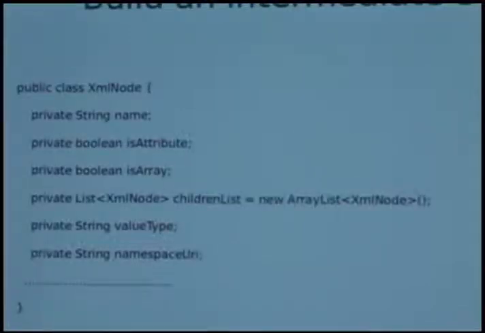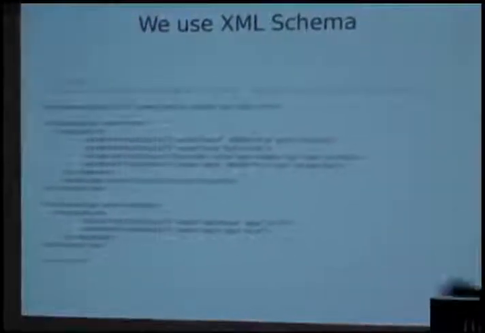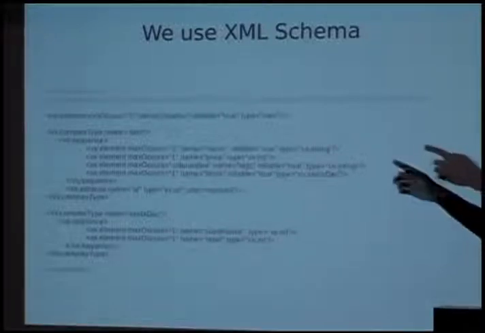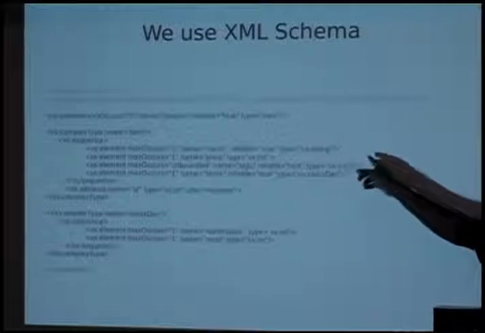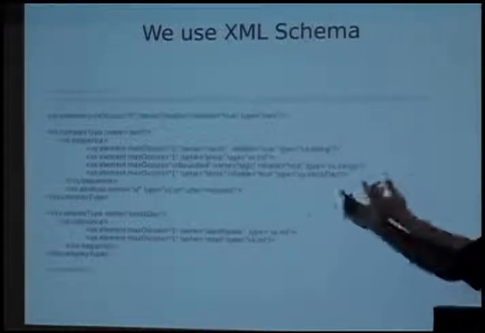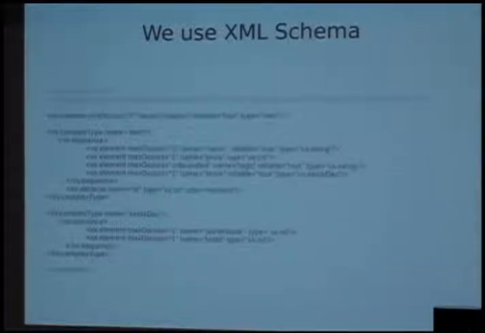How do we identify whether it's an array or not? We look at the maxOccurs value. If it is one, it is not an array. If it is unbounded or more than one, it should be an array. That's how we identify whether it's a JSON array or not. And for the type, you can see the schema defines string, int, and so on, so we can clearly identify whether it is a Boolean type, an integer numeric type, or a string type.